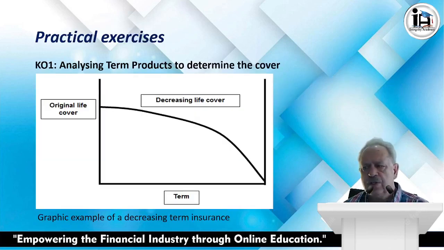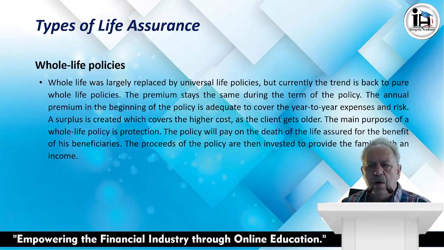Now it functions as follows. Original cover, let's say you've taken out a R1 million bond on a property over, say, a 20-year term, and over that period of time you pay down the bond, and the risk on that bond for the bank then decreases from the 1 million right down to when you finally pay the final amount. So a decreasing term policy would then cost you less than a policy that was remaining at 1 million over the 20-year term. Right, whole life policies.